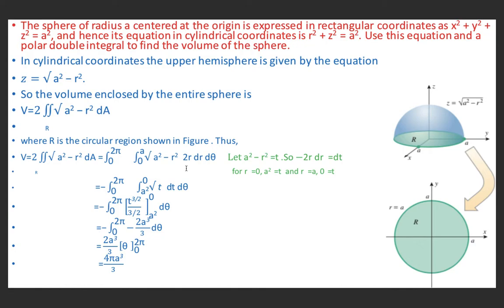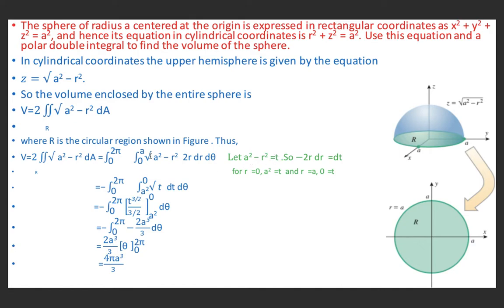Now to evaluate this integral, we will substitute a square minus r square equal to t. So it means minus 2r dr equal to dt. Here the limits of r are from 0 to a. If we substitute r equal to 0, t is equal to a square. If we substitute r equal to a, a square minus a square is 0, so t equal to 0. So the limits 0 to a change to a square to 0.